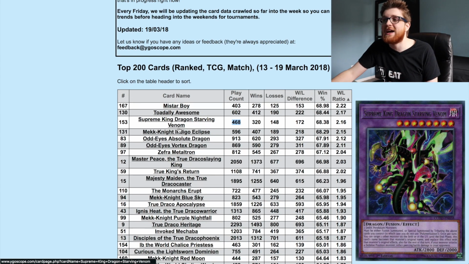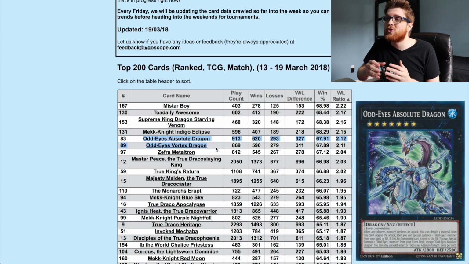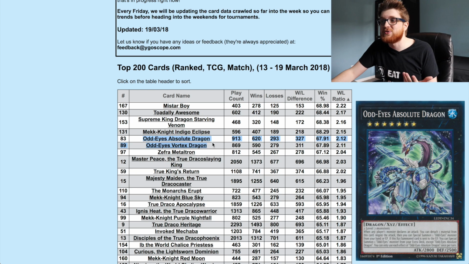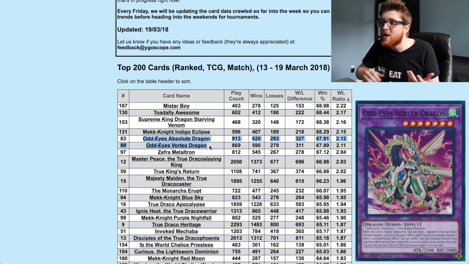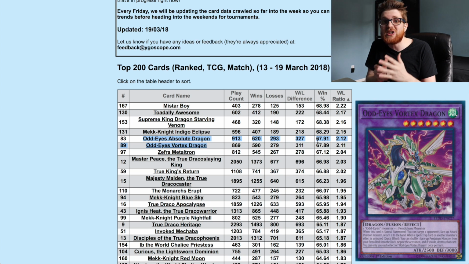I'm going to skip Mecha Knight Indigo Eclipse for a moment and talk about Odd-Eyes Absolute Dragon and Odd-Eyes Vortex Dragon. Very similarly to Totally Awesome and Miss Starboy, these two cards go hand in hand. When you make Absolute, you're obviously going for Vortex as a follow-up, and when you see that these cards have a 67-68% win rate, that's gigantic.